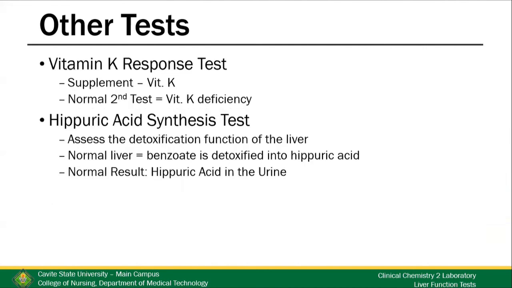Vitamin K response test. Okay, supplement use is vitamin K. The normal second test is vitamin K deficiency. For the hippuric acid synthesis, it assesses the detoxification function of the liver. Normal liver benzoate is detoxified into hippuric acid. Normal result, hippuric acid is in the urine.